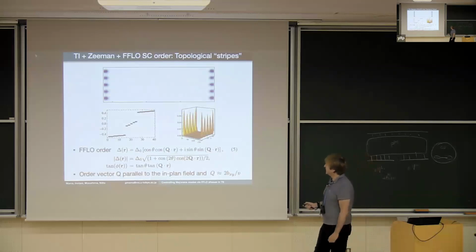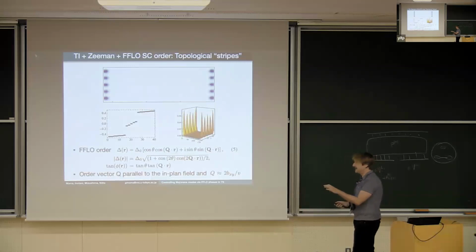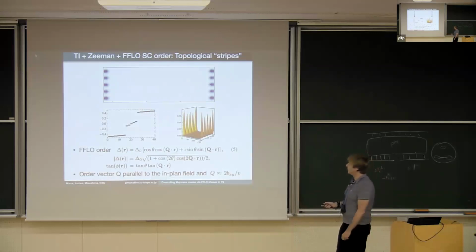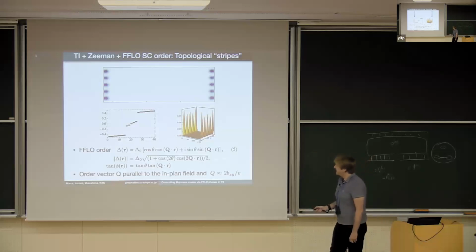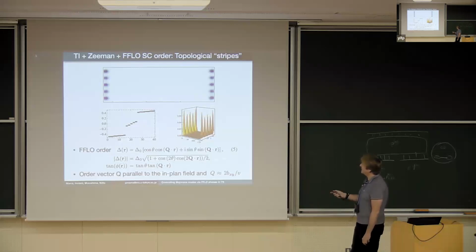So if you put your system in a modulated inhomogeneous FFLO state, where the order parameter has this general form, where Q is again the momentum of the Cooper pairs, you see that in general the magnitude and also the phase depend on the space. And what you have is that you can have stripes. So let's say Q is in this direction. You have different one-dimensional stripes which are alternately non-trivial, trivial, and non-trivial along y.